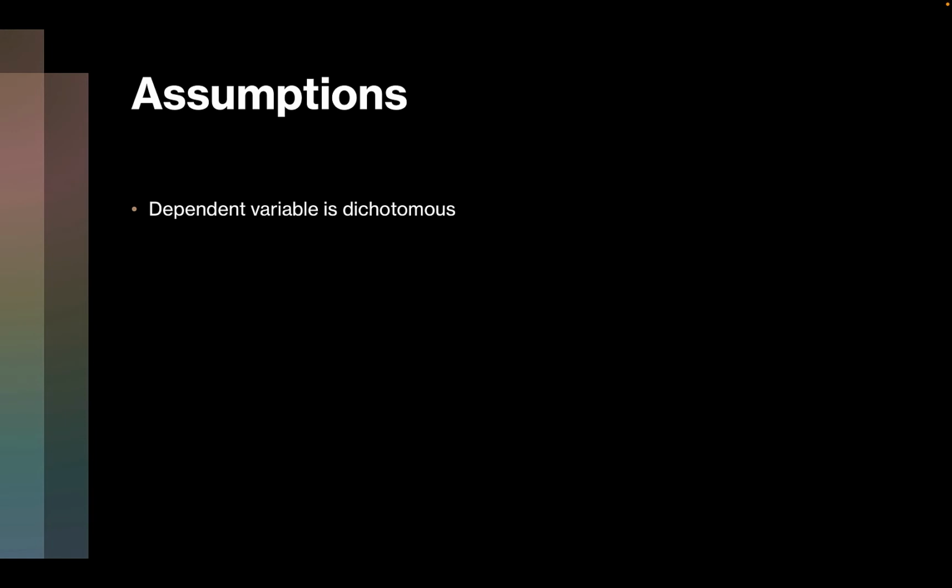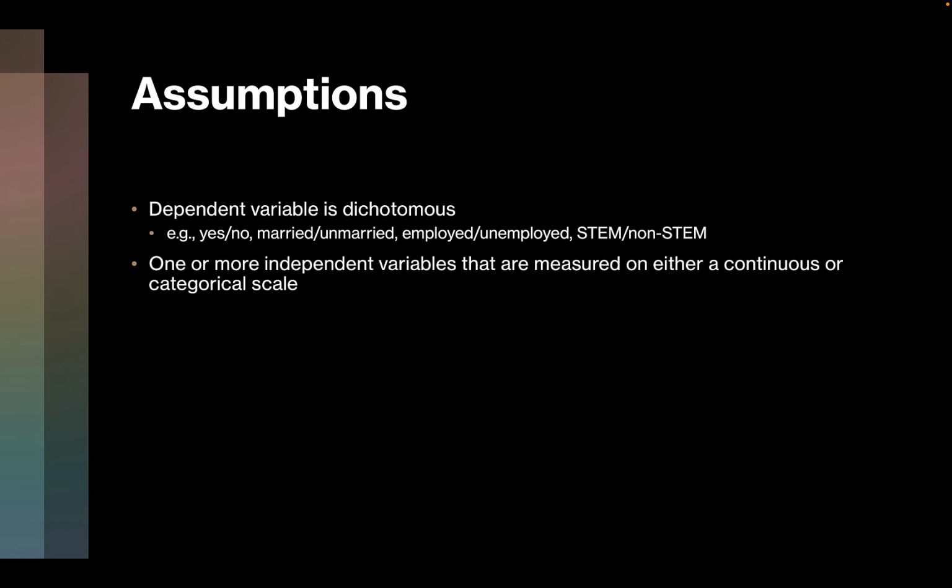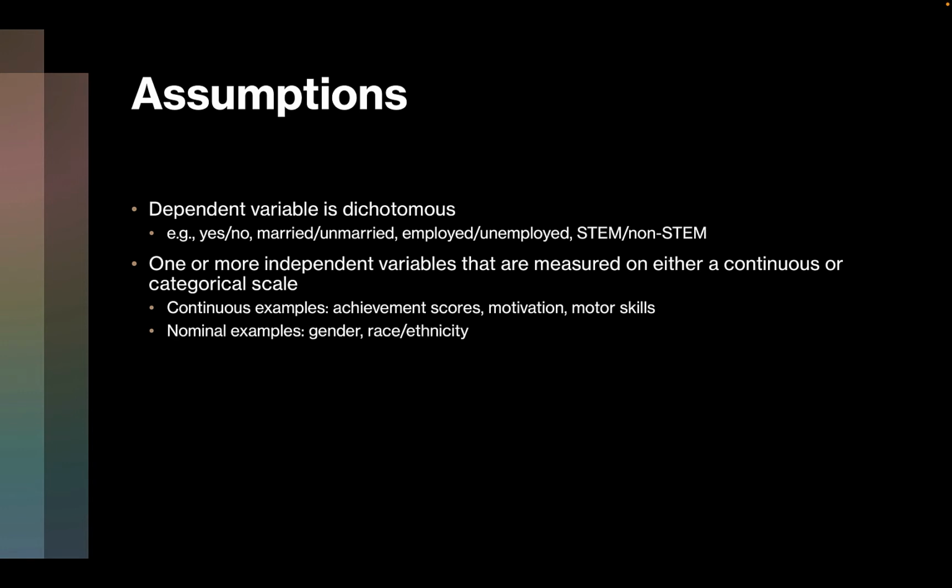Let's go through some of our assumptions. Again, the dependent variable is dichotomous. Examples would be yes, no, married, unmarried, employed, unemployed, STEM or non-STEM major. And then one or more independent variables that are measured on either a continuous or categorical scale. Let's go through a few of these. Continuous examples we've worked with are achievement scores, motivation, motor skills. And then we have nominal examples: gender, race, ethnicity.